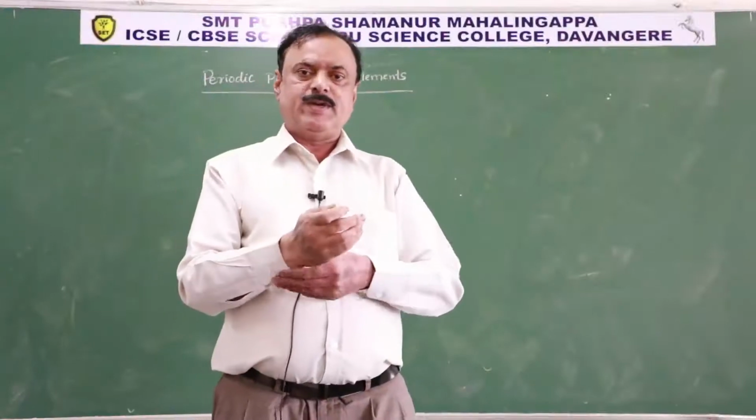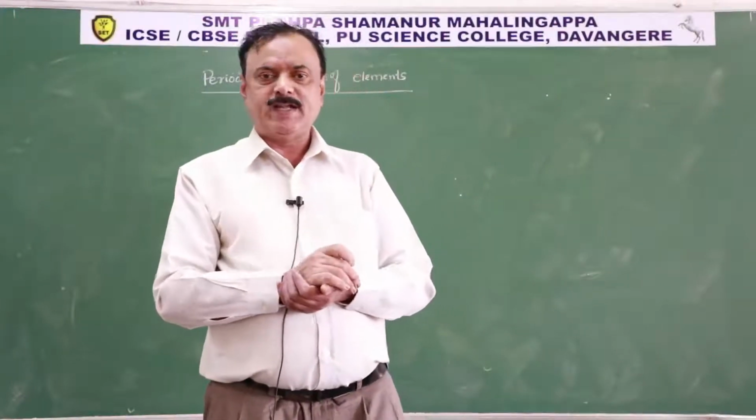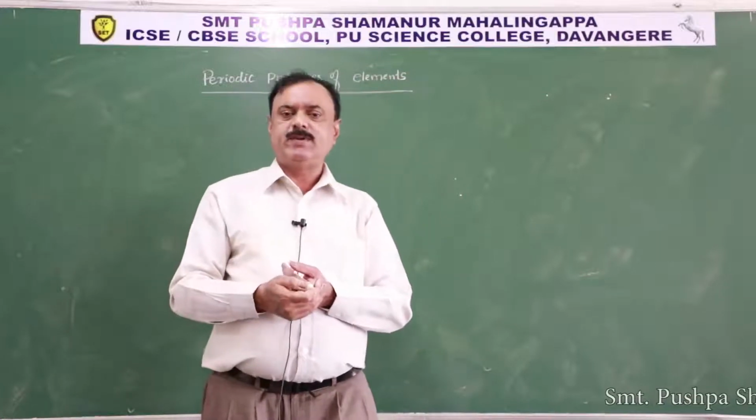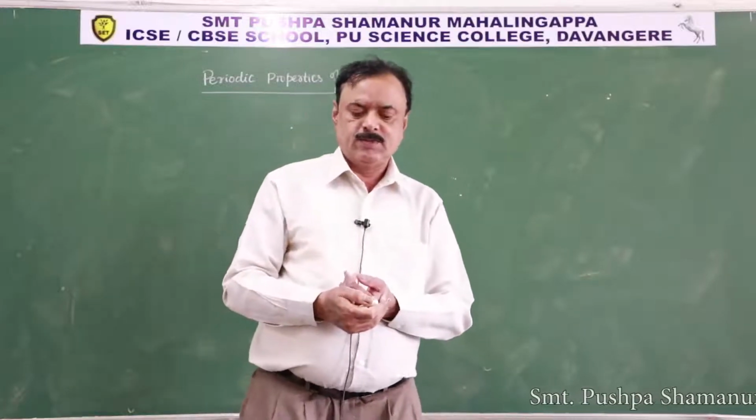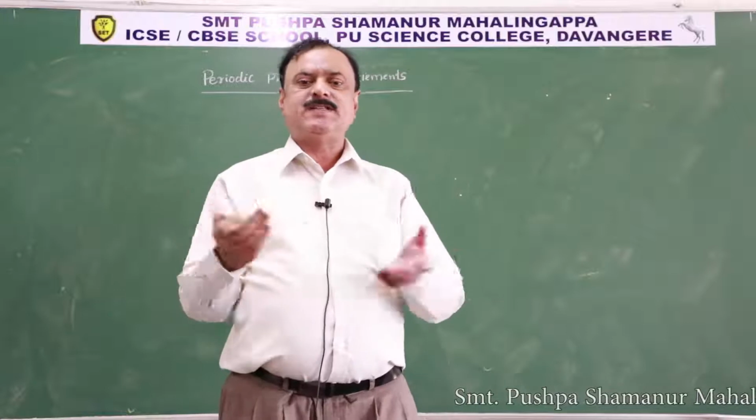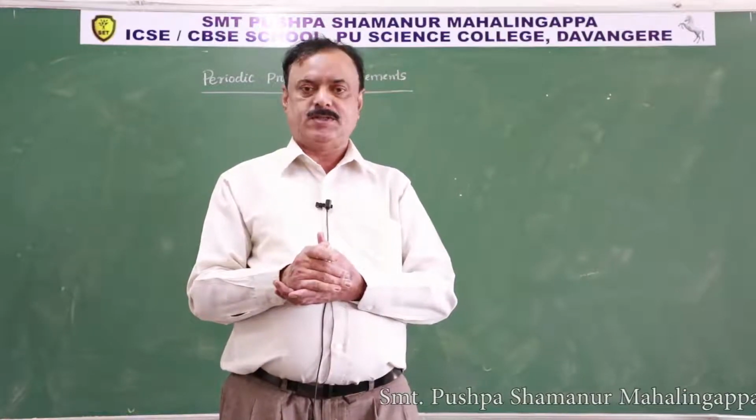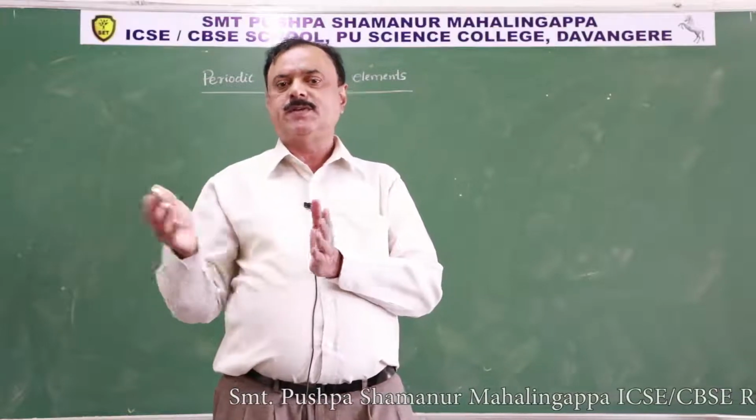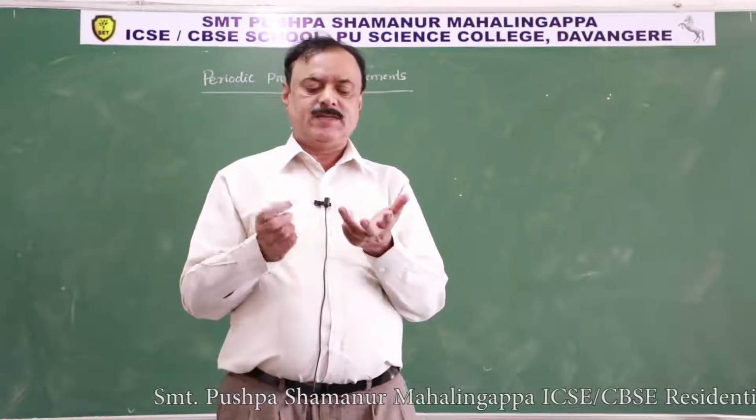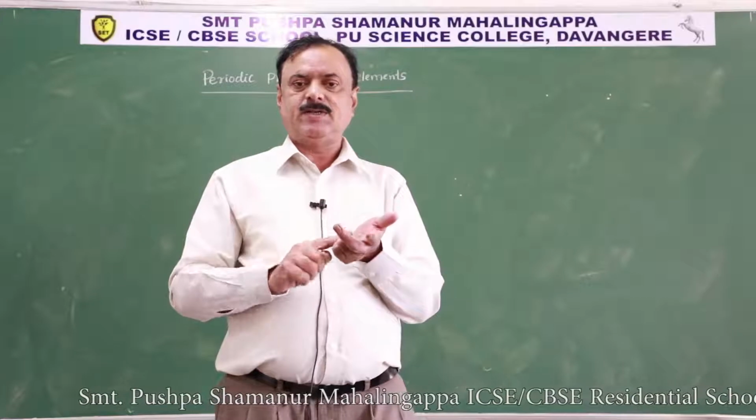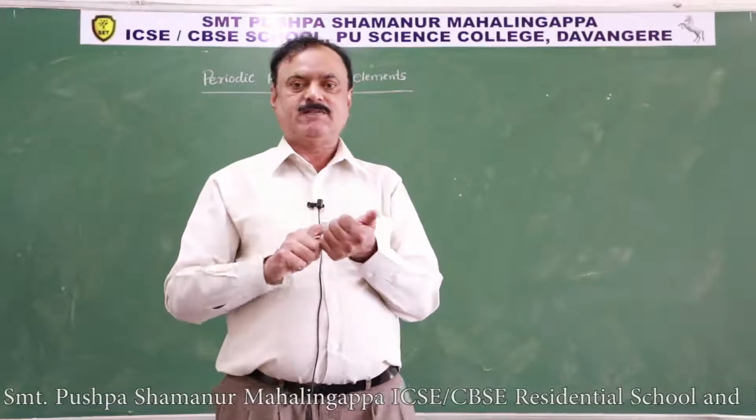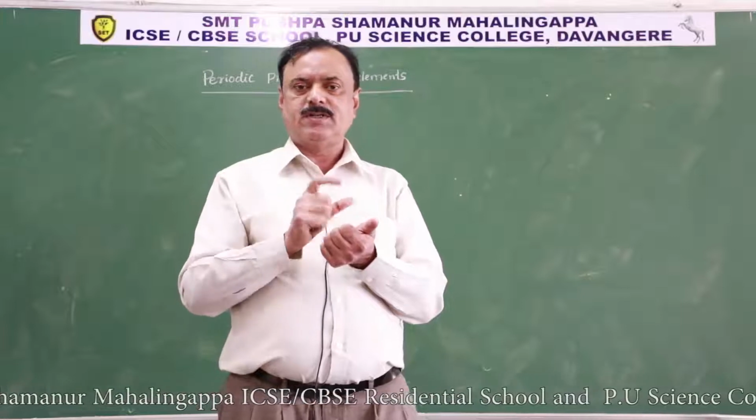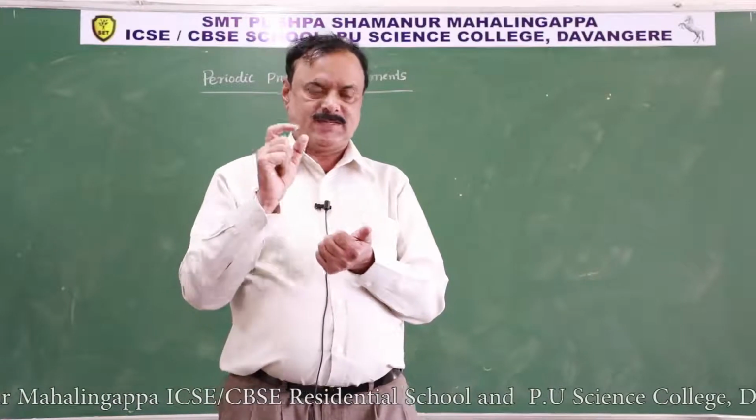Next chapter is the periodic table, that is the periodic properties of the elements. Before going to study this periodic table chapter, you should have complete awareness about the atomic structure, in that very particular electronic configuration of the elements. Under the S atomic orbital, P atomic orbital, D atomic orbital and F atomic orbital, how the electrons are distributed in these atomic orbitals.